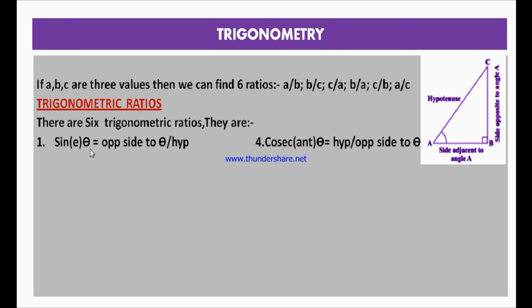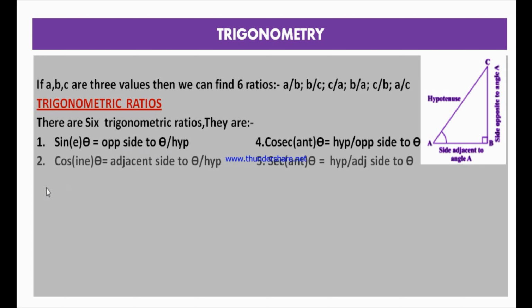You should not read this as sin theta, but you should read it as sine theta. The formula to find sine theta is opposite side to theta by hypotenuse. The name given to the ratio opposite side to theta to hypotenuse is sine theta. It is the name given to this ratio.